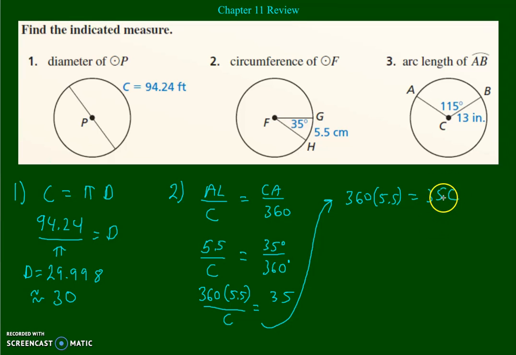Now to solve for C, all I need to do is divide by 35. 360 times 5.5 divided by 35 equals C. Put that in our calculator, and we get about 56.57 is about equal to C. Alright, let's move on to problem 3, and I'll erase the board.